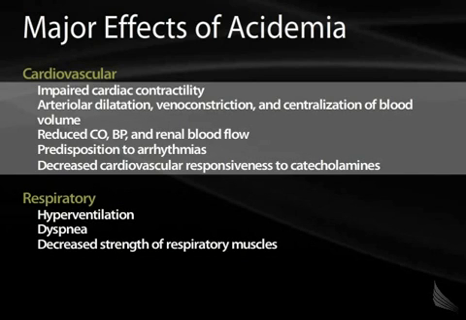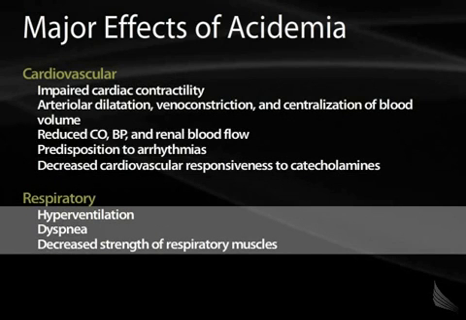The respiratory effects of acidemia are primarily driven by the body's attempt to compensate for an acidemia. Specifically, the respiratory center is stimulated to increase respiratory rate and increase ventilation. Hyperventilation occurs as well as the sensation of dyspnea. However, counteracting this attempt, there is decreased strength of the respiratory muscles.